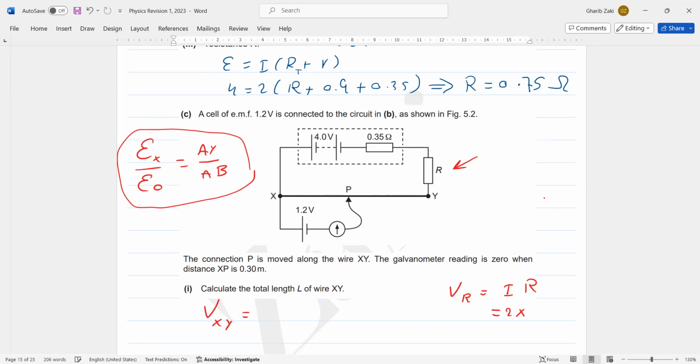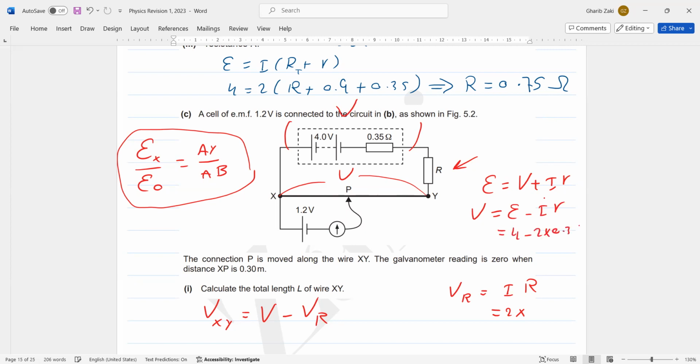First, VXY, the voltage around XY, equals V total minus VR. How can we get VR? We need the terminal voltage. So E equals V capital plus Ir small. Then the terminal voltage here outside equals E minus Ir. E is 4, minus I is 2, and r 0.35. Then the terminal voltage is 3.3 volt.